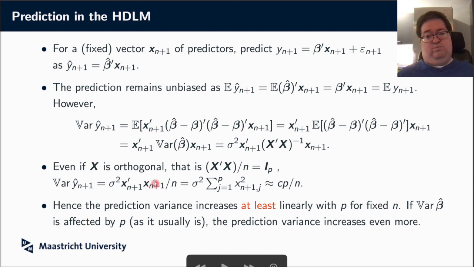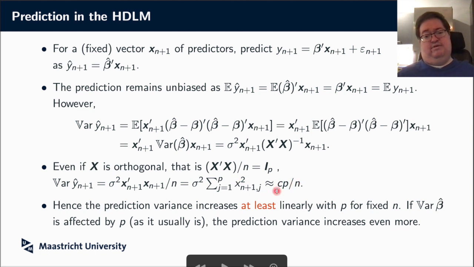And what we have here is then x_{n+1} prime x_{n+1}, just the sum over all the covariates in this new observation, divided by n times sigma squared, which will be approximately proportional to p over n. You have divided by n. Here a divided by n is missing; I will update the slides with the correct formula later. Here we have a sum over p, and unless these predictors are actually 0, this will all be non-zero. So you have a sum of p positive terms, so this will be roughly of the order p.